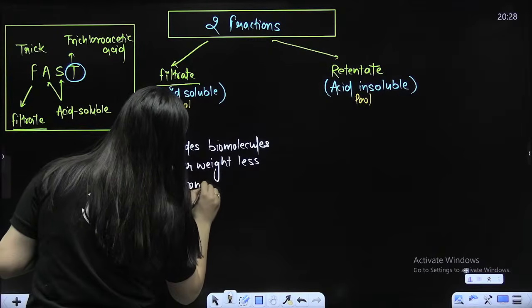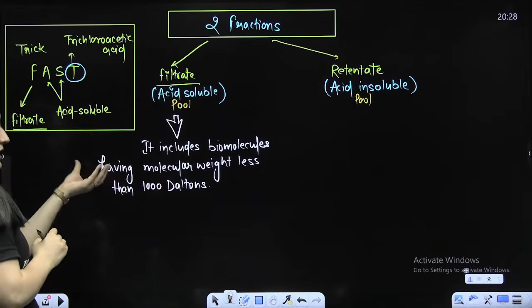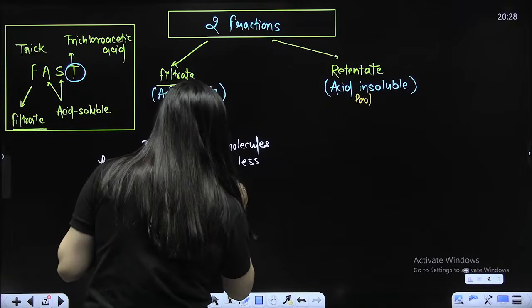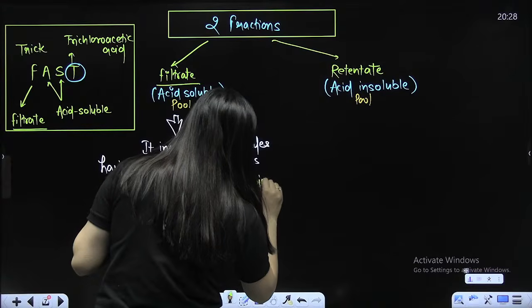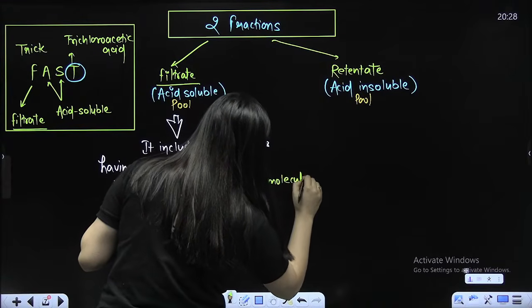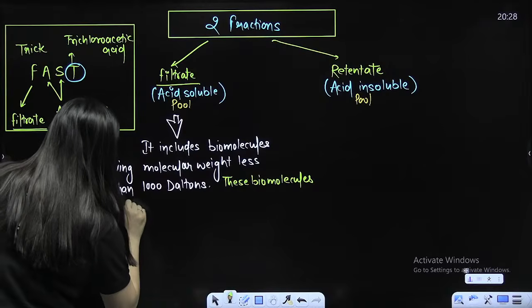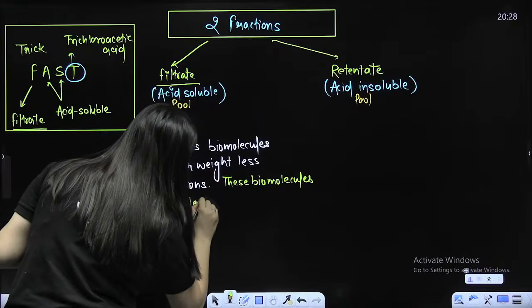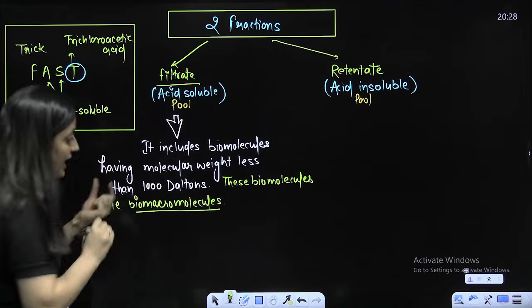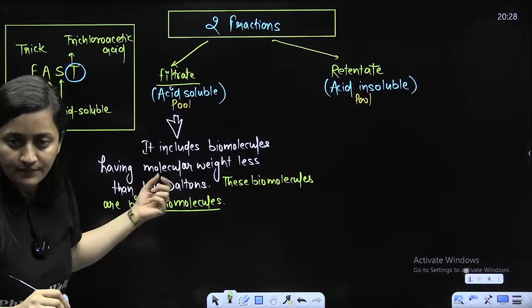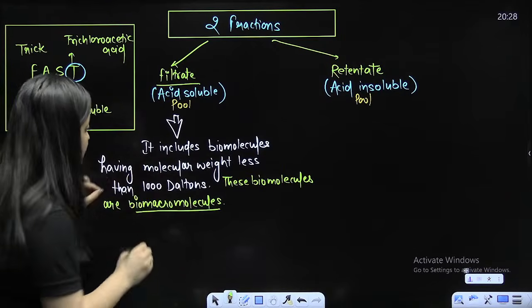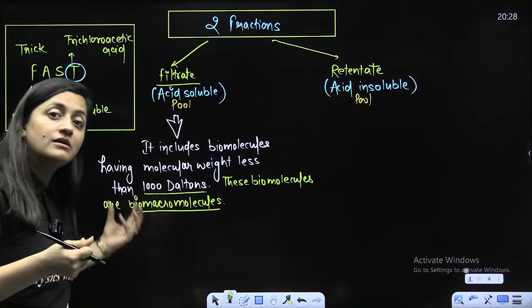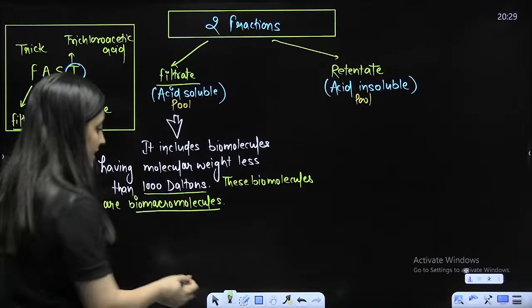Are you getting my point? So it includes biomolecules having molecular weight less than 1000 Dalton, and these biomolecules are not biomacromolecules. So in the acid soluble pool, you are going to get the biomolecules whose molecular weight is lesser than 1000 Dalton, right? So this is basically the unit here. The molecules having molecular weight less than 1000 Dalton are present in the acid soluble pool.